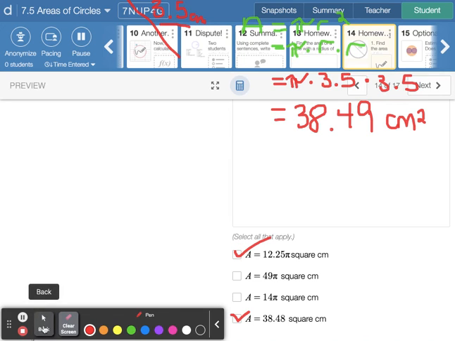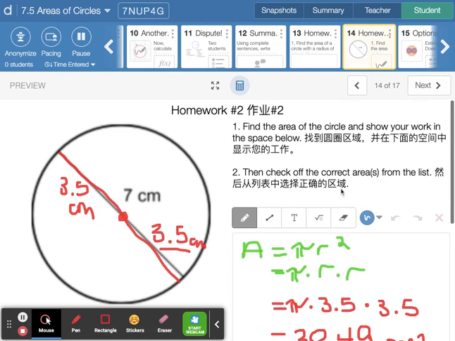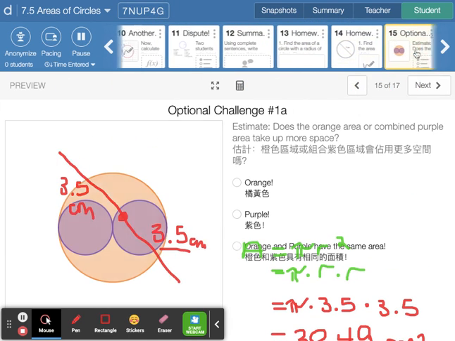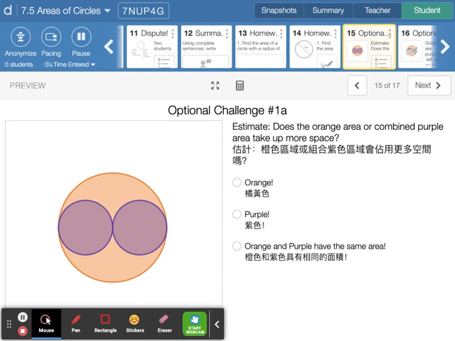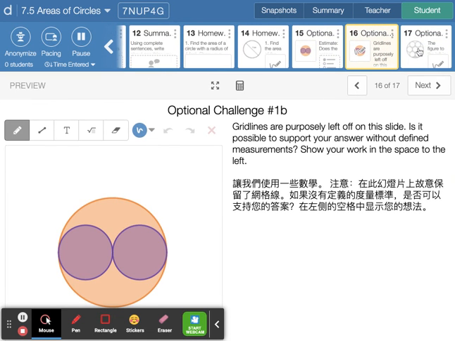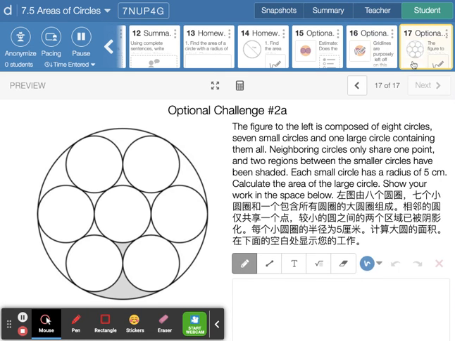All right, you guys. The homework challenge options are two very challenging, interesting questions, similar to our pizza question. Which one takes up more space? And then also, how do you justify that without the grid lines? I think they're both pretty interesting questions if you have a moment to complete them.